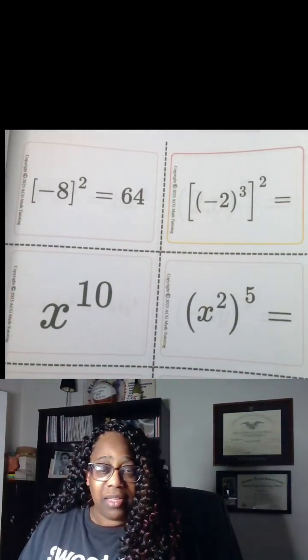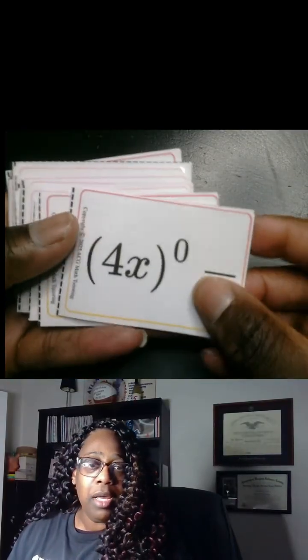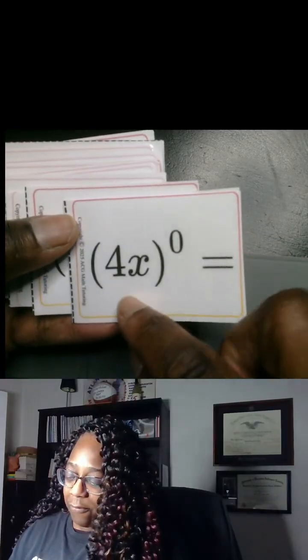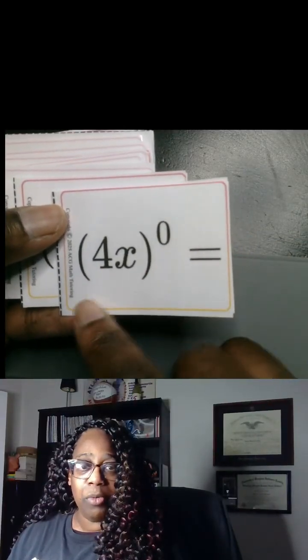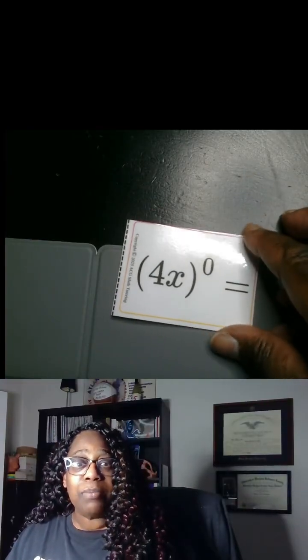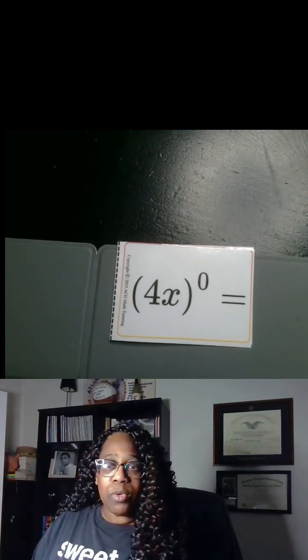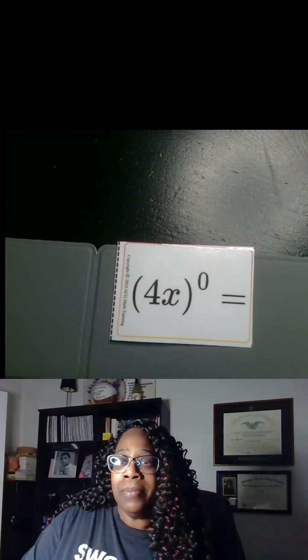So you have all of these. If you want to rip them out, you can rip them out. If you want to make copies, you can make copies. And then this is what I end up doing. So here's my whole bunch. Let me get rid of that. Okay, that broke. Okay, so you have your 4x raised to the 0 power. Hopefully you know anything raised to the 0 power is equal to what? Put it in the chat. Anything raised to the 0 power is equal to what?